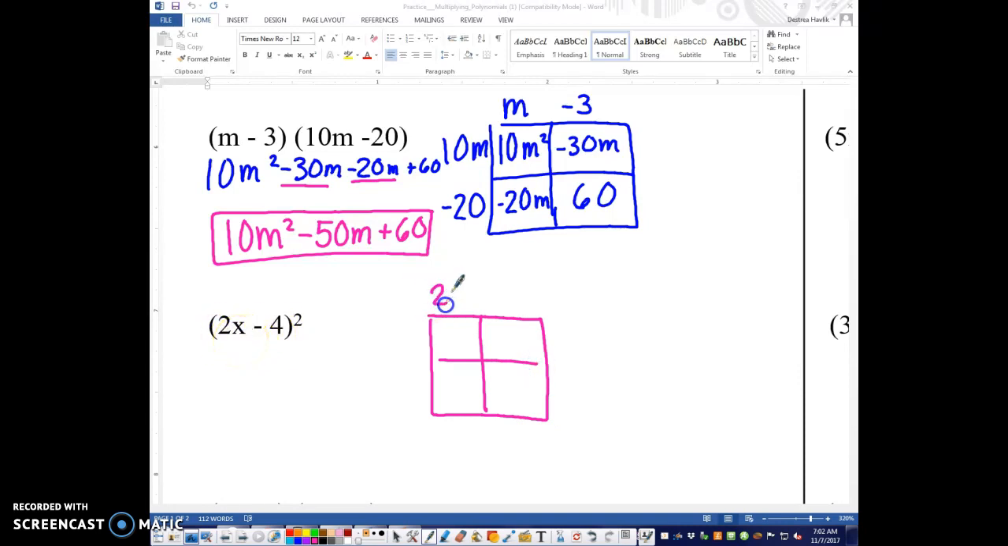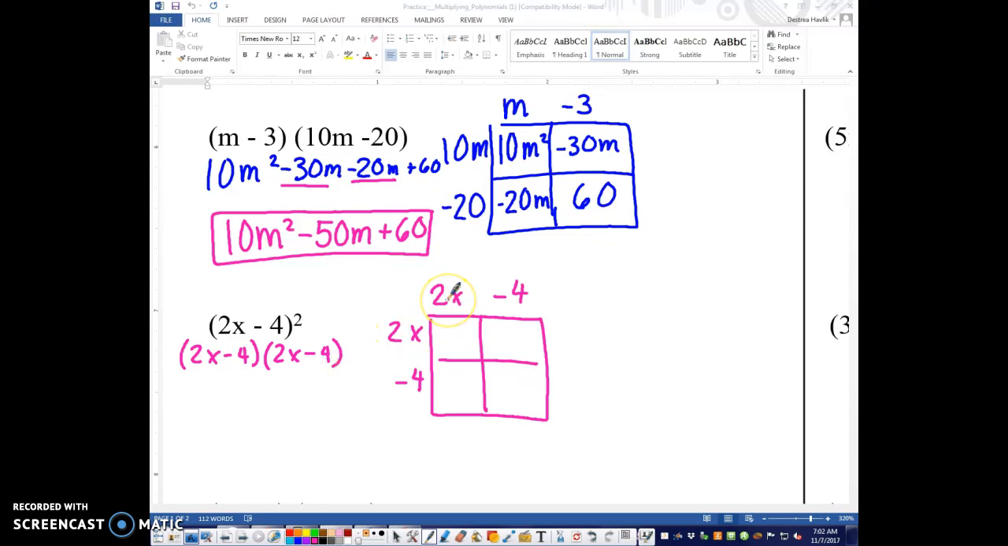So at the top we put 2x minus 4. Then what do we put to the side? The same thing, 2x minus 4, because it's that times itself. Okay, it's like saying this. 2x minus 4 times 2x minus 4. That's the same thing. Okay?